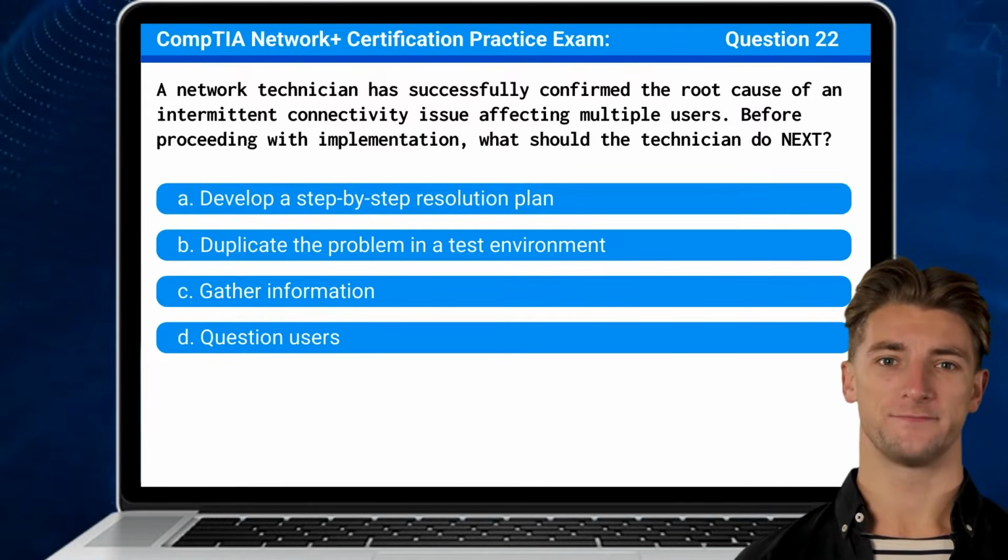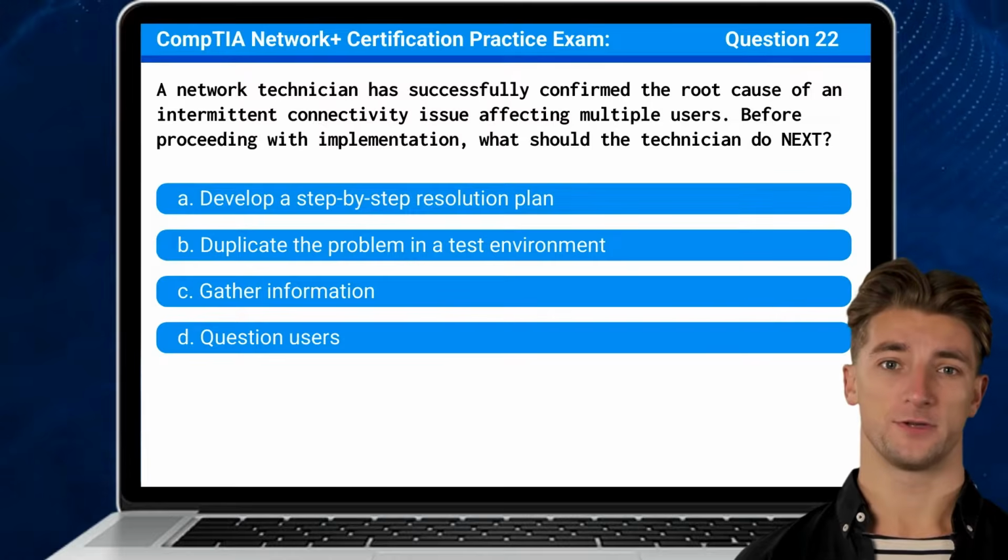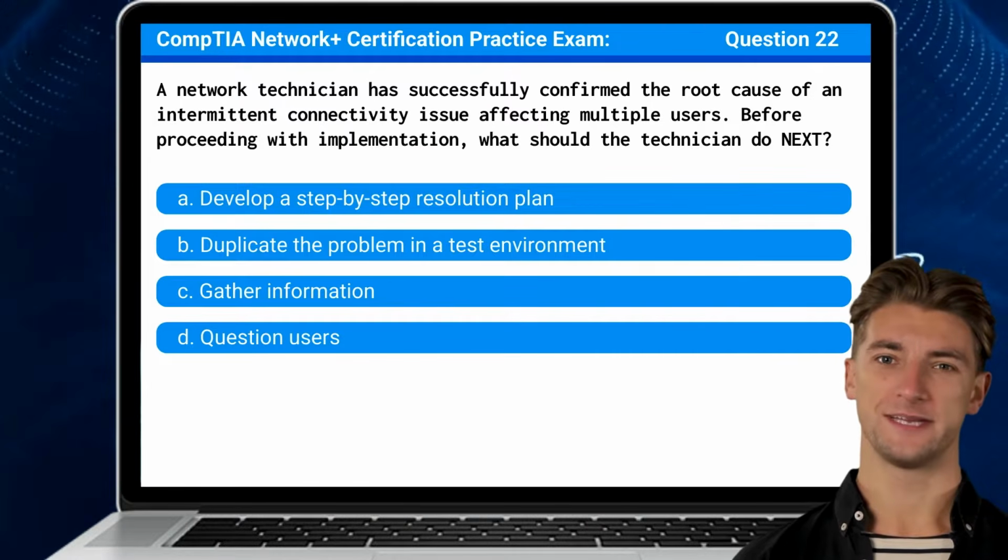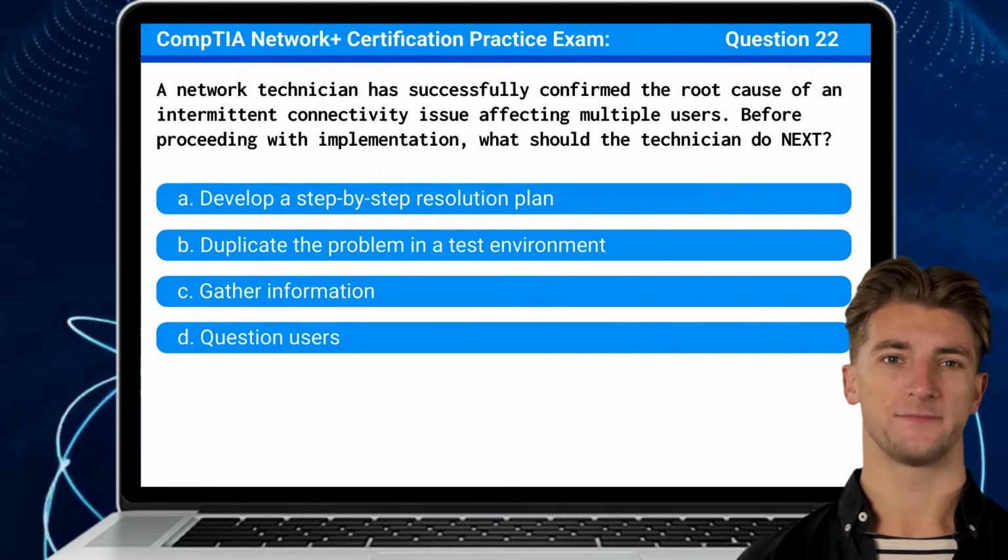Question 22. A network technician has successfully confirmed the root cause of an intermittent connectivity issue affecting multiple users. Before proceeding with implementation, what should the technician do next?